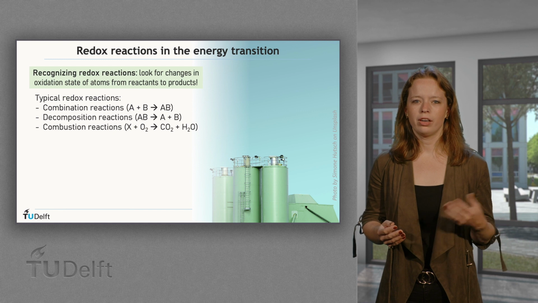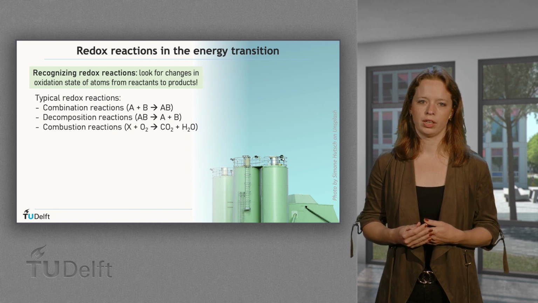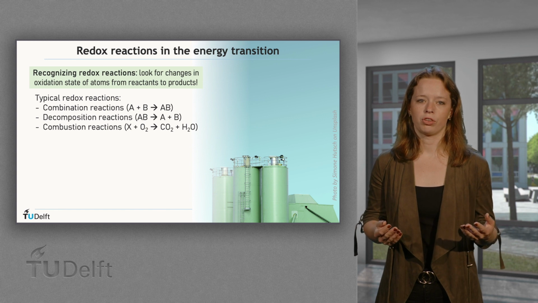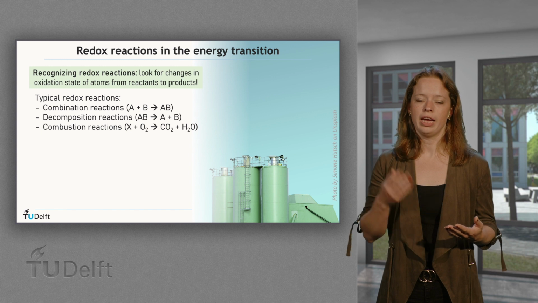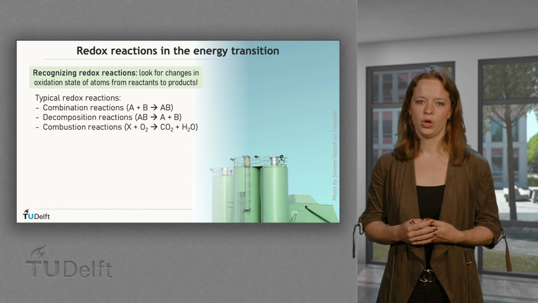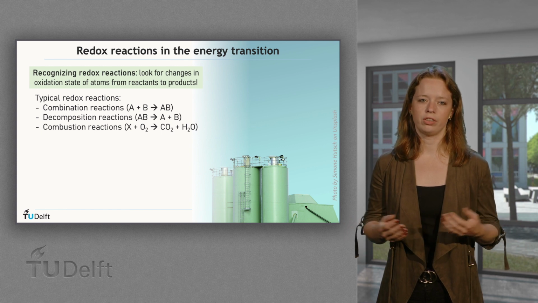You can tell whether a reaction is a redox reaction by looking for changes in oxidation number. Typical examples of redox reactions are combination reactions, decomposition reactions, and combustion reactions. When there is no change in the oxidation number of any of the elements taking part in the reaction, it is not a redox reaction.